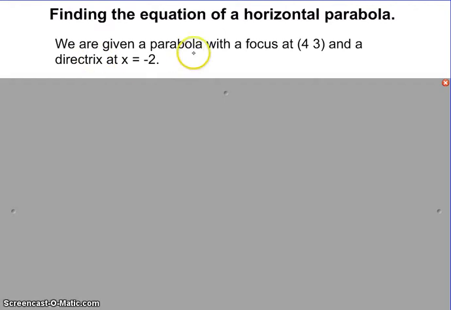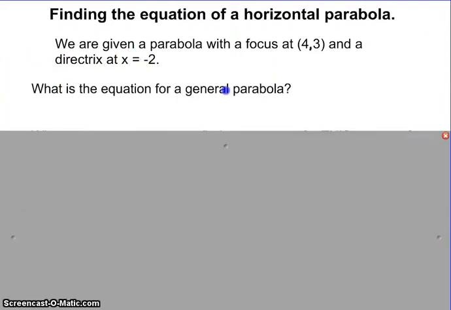Alright, so we're given a parabola with a focus of (4, 3) and a directrix at x equals -2. When you see the directrix at x equals, you know that this is going to be a horizontal parabola, meaning it opens left or it opens right. So the formula that we're going to use is x minus h equals 1 over 4p times (y minus k) squared. Now remember that's on your formula sheet.